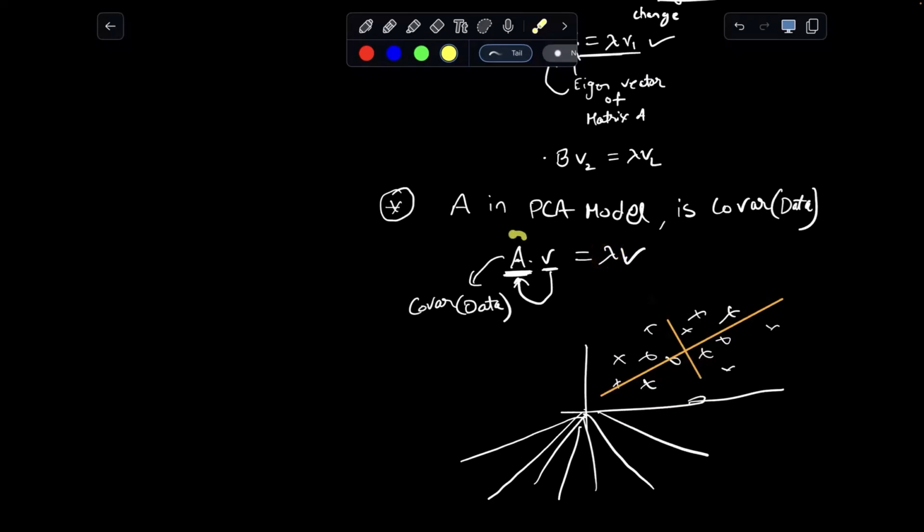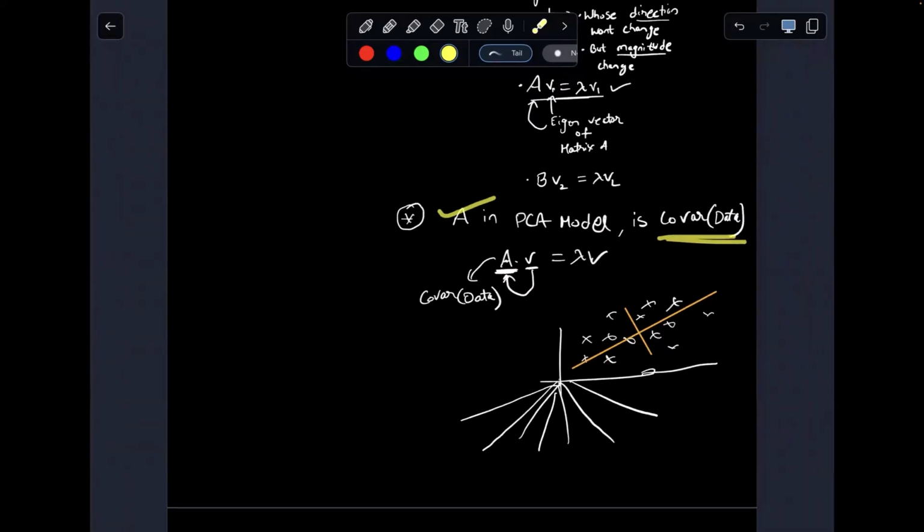So obviously, I need to identify a vector where the information of the covariance matrix is present. So that is why I will be taking the covariance matrix of the data set, but not the data set itself. A is not the data here. A is the covariance of the data here. Okay, this is what we have learned.